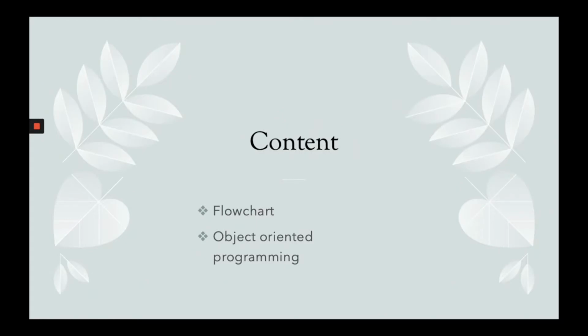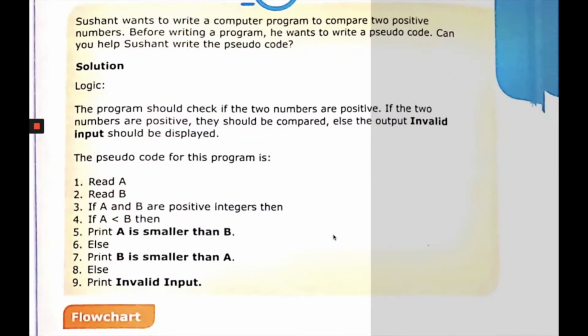Today we'll be discussing two main things. They are flowchart and object-oriented programming. In the last video, we saw what is a pseudocode and an example using pseudocode, that is to add two numbers. Here is another example for you.